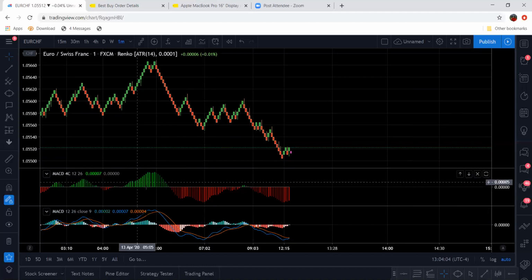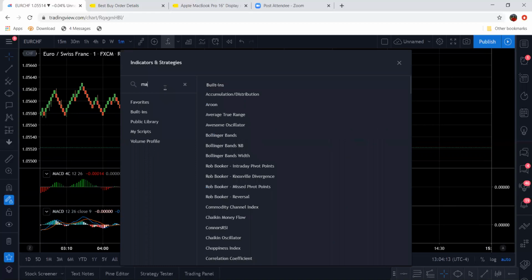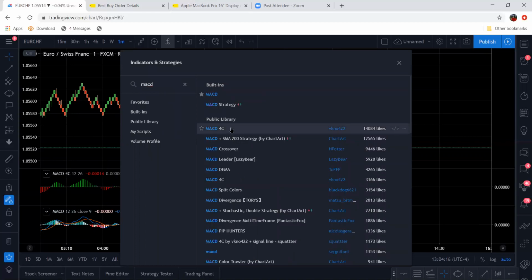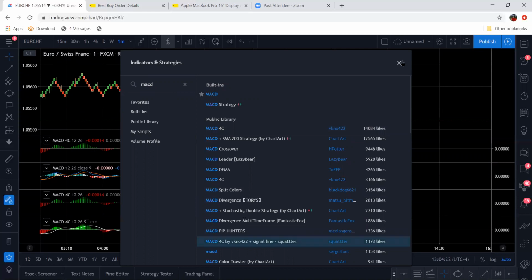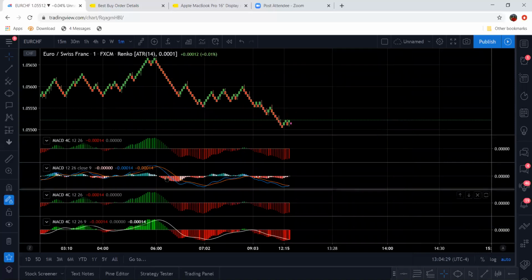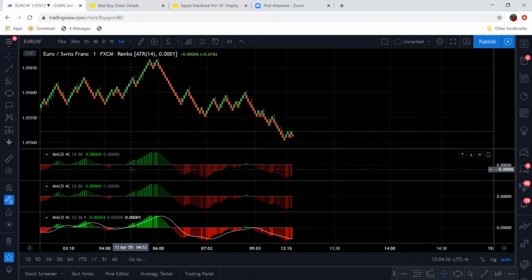Now, this is just a matter of preference. I pretty much don't use the moving averages. I use this MACD, so it's a matter of preference. Either one, it doesn't matter. I just wanted to point that out. MACD 4C is the one that I have. A lot of people like the squatter, the one with the single line, right? That one right there. MACD 4C squatter, and you'll get that one single line. So it's all a matter of preference. I like the MACD 4C, that's cool.